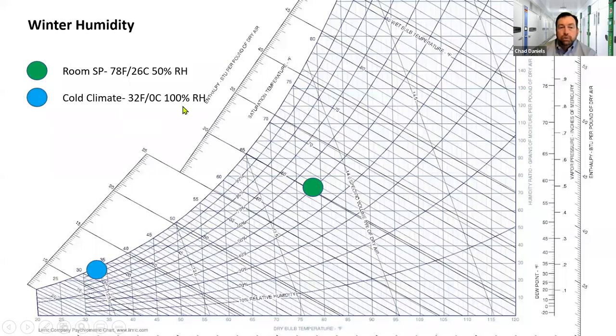So let's look at a winter or a low humidity type of season. Same room temp set point. Now our fresh air that we're going to supply into the building that we have to condition is at a temperature of 32 Fahrenheit or 0 Celsius, and it's 100% relative. I've selected that intentionally because of what happens when we heat that up, we hit our room temperature, look at where we fall on our humidity curve. We end up at 18% relative humidity.